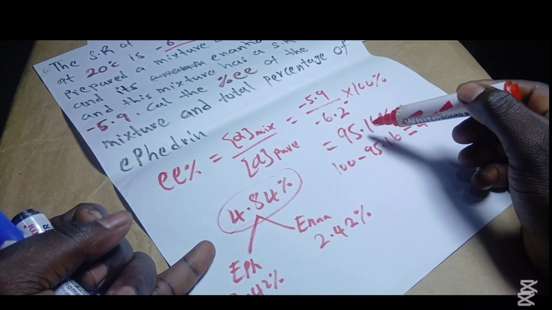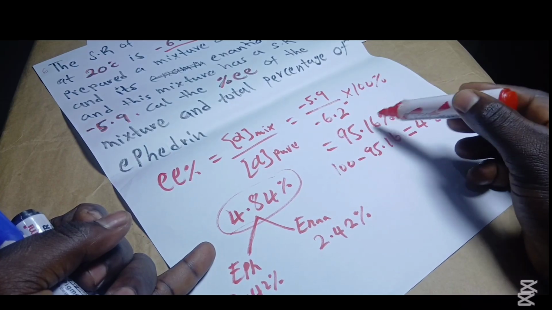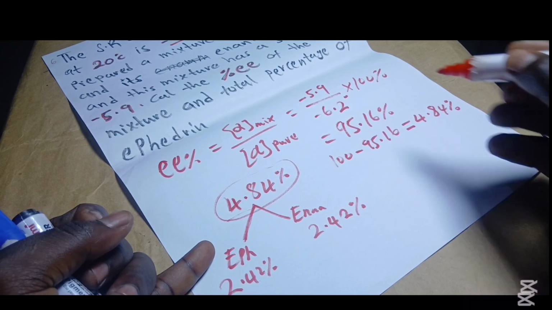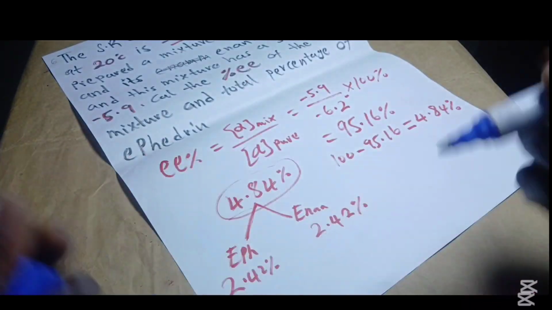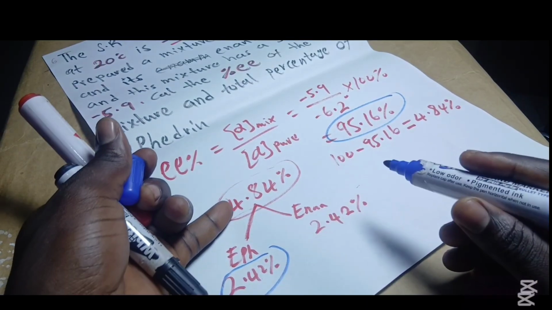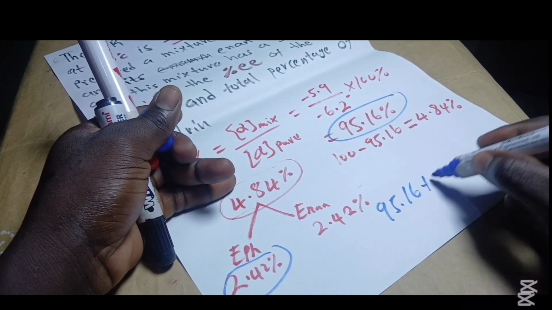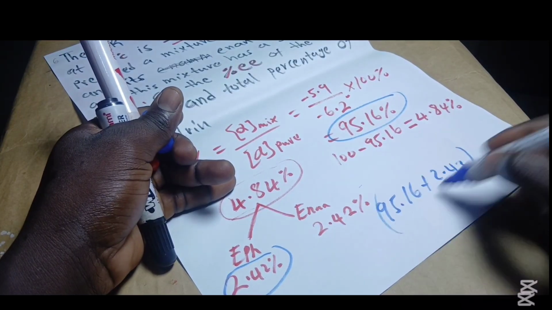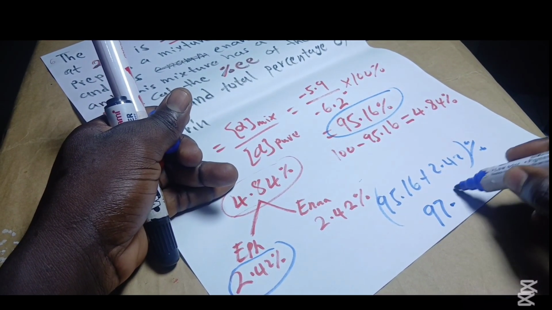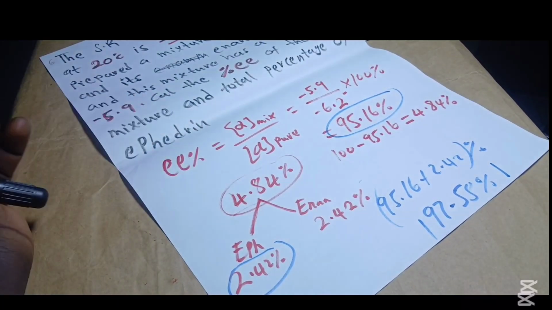That's why we are not getting the percentage of the enantiomeric excess of ephedrine to be 100%. So the total percentage of ephedrine here is this value here plus 2.42. So 95.16 plus 2.42, all in percentage. That will give us 97.58%. So this is the total percentage of ephedrine.